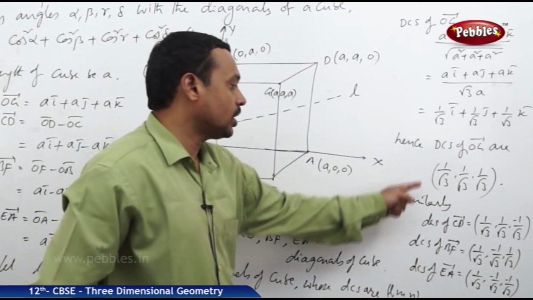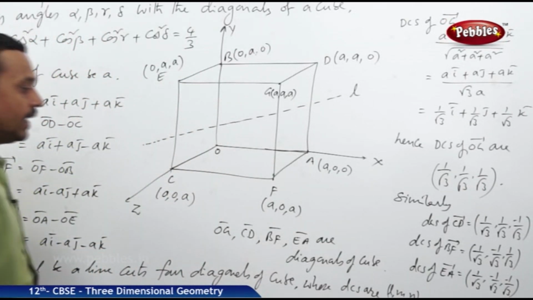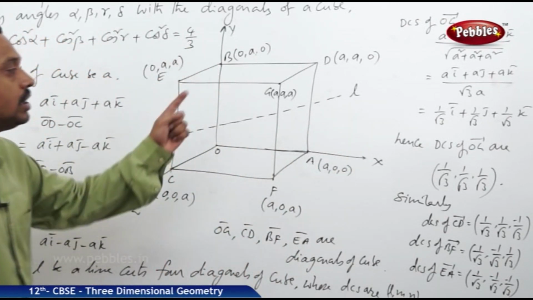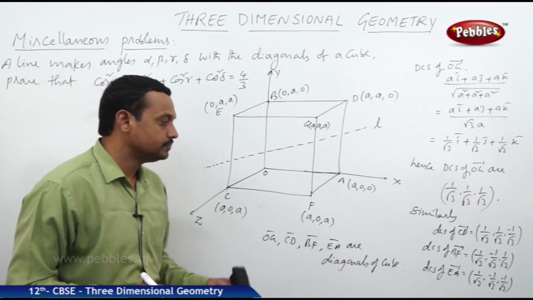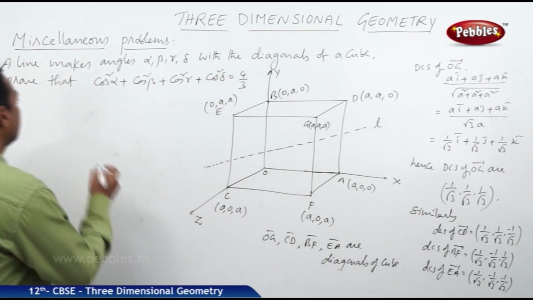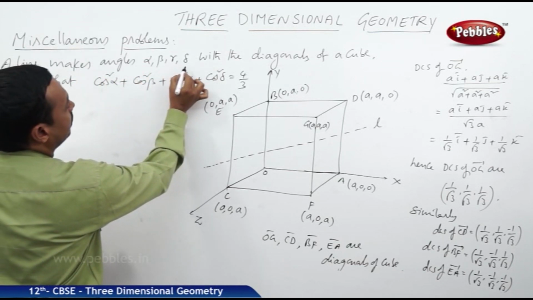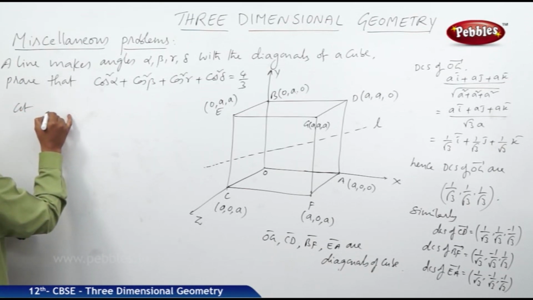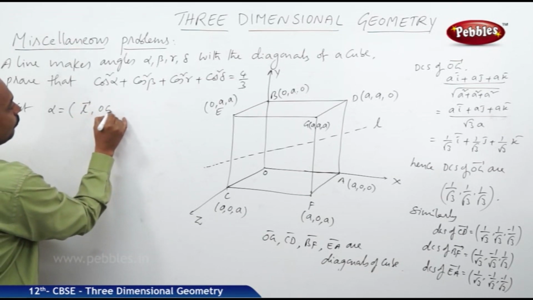Now, these are the direction cosines of the four diagonals of a cube, and l, m, n are the direction cosines of a line which cuts all the four diagonals of the cube. Now, continuing, after finding the direction cosines of the four vectors, given that the line makes angles alpha, beta, gamma and delta with the four diagonals, let alpha be the angle between the line and one diagonal OG.